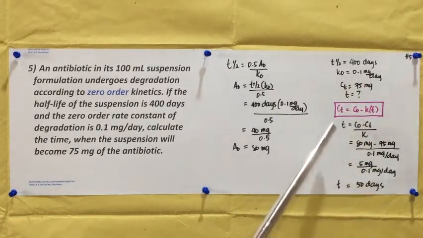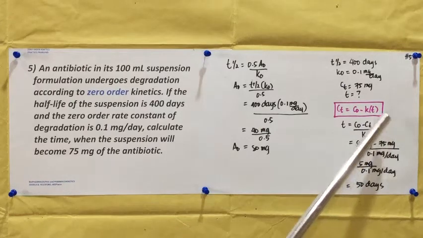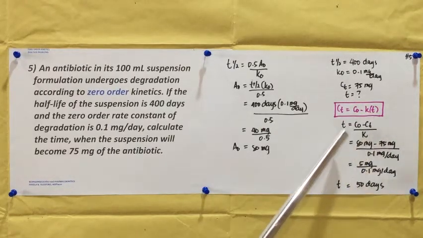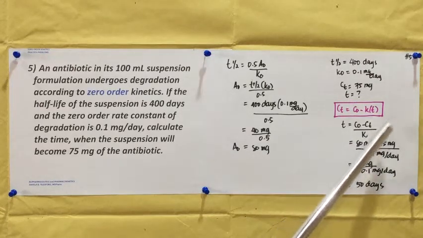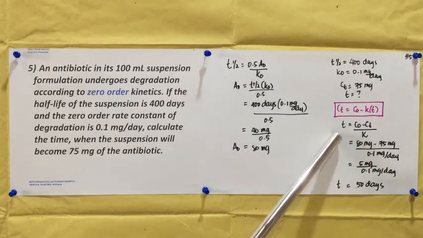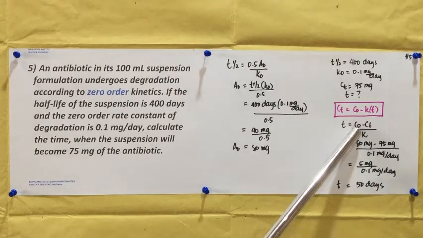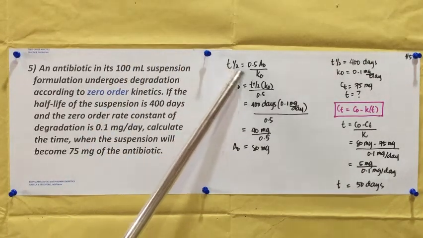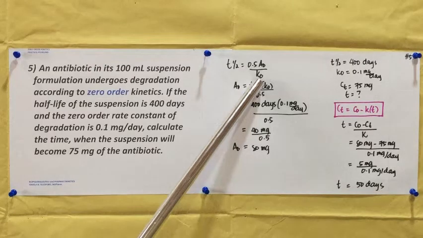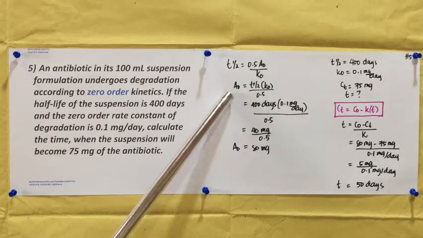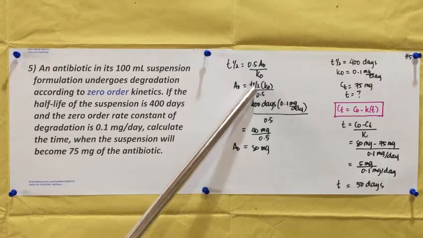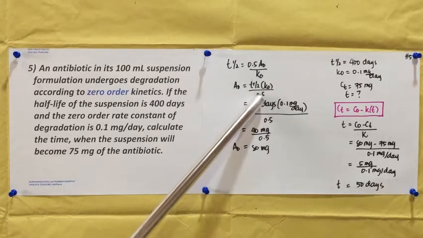So, this is still the same formula that we're going to use. CT is equivalent to CO minus KOT. And then T is equivalent to CO minus CT over K. Now, we cannot proceed because we do not know the initial concentration. So, we have to find the initial concentration. So, the formula we're going to use is the T1 half is equivalent to 0.5 AO divided by KO. So, to solve for the initial concentration, AO, this is equal to half-life times KO divided by 0.5.